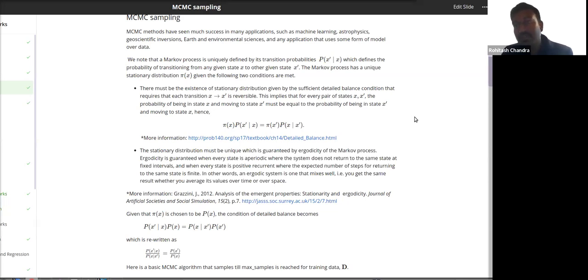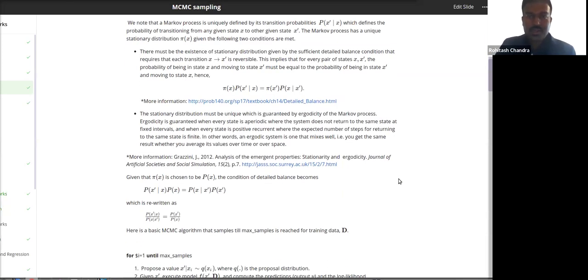But that condition needs to be there for MCMC sampling. If the detailed balance condition is not matched, then we can say that the Markov chain Monte Carlo sampling has not converged. So for convergence, you need the detailed balance condition. So it's all these philosophical approaches, and we are going to see how it's implemented in the algorithm. It's very unique, very interesting.